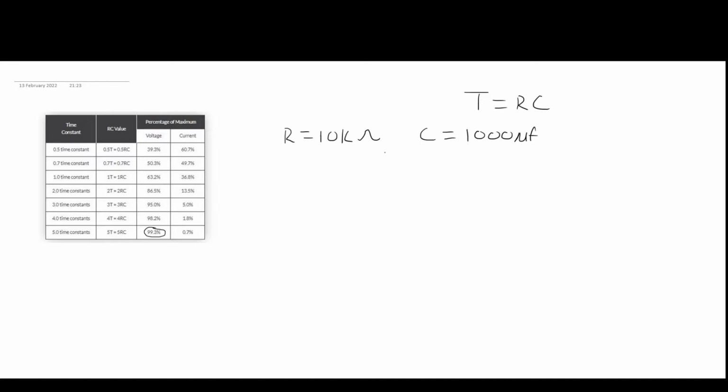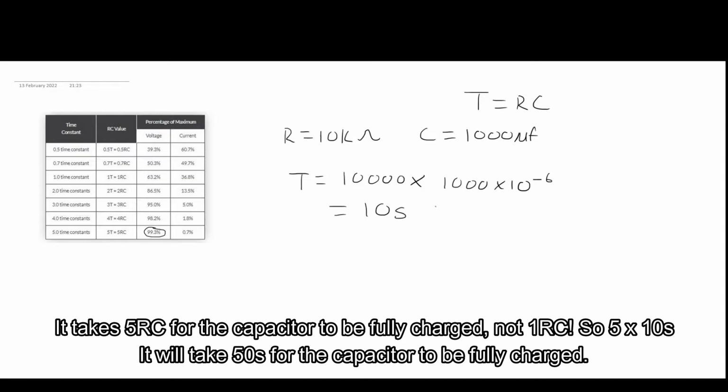So we want to find out how long it will take for our capacitor to charge up. So we substitute our values into there. So 10,000 times 1000 times 10 to the power minus 6. I have to convert it to farads, the SI unit. That gives us 10 seconds. It'll take 10 seconds for our capacitor to be fully charged up.